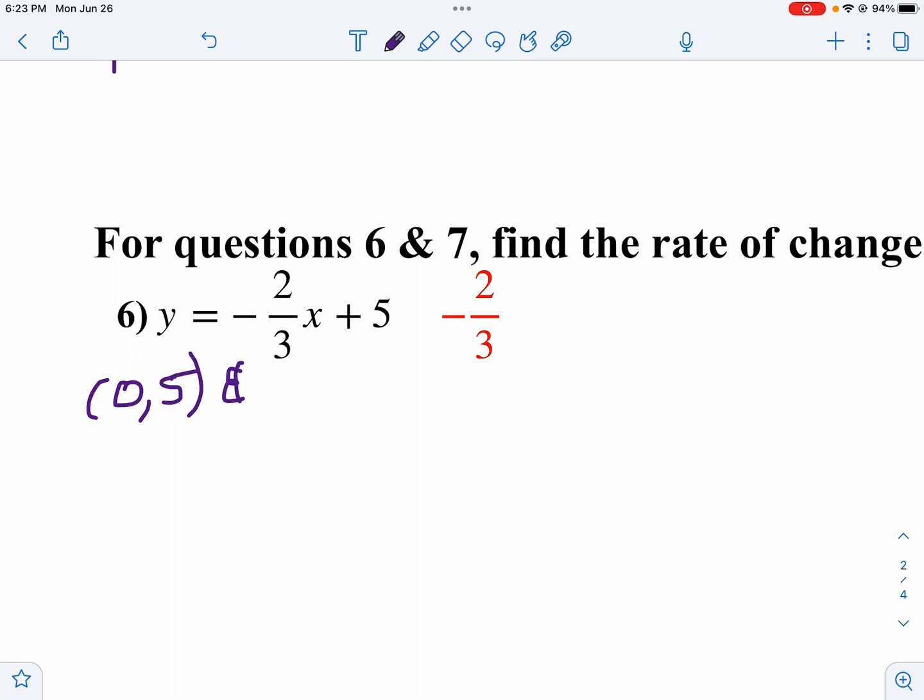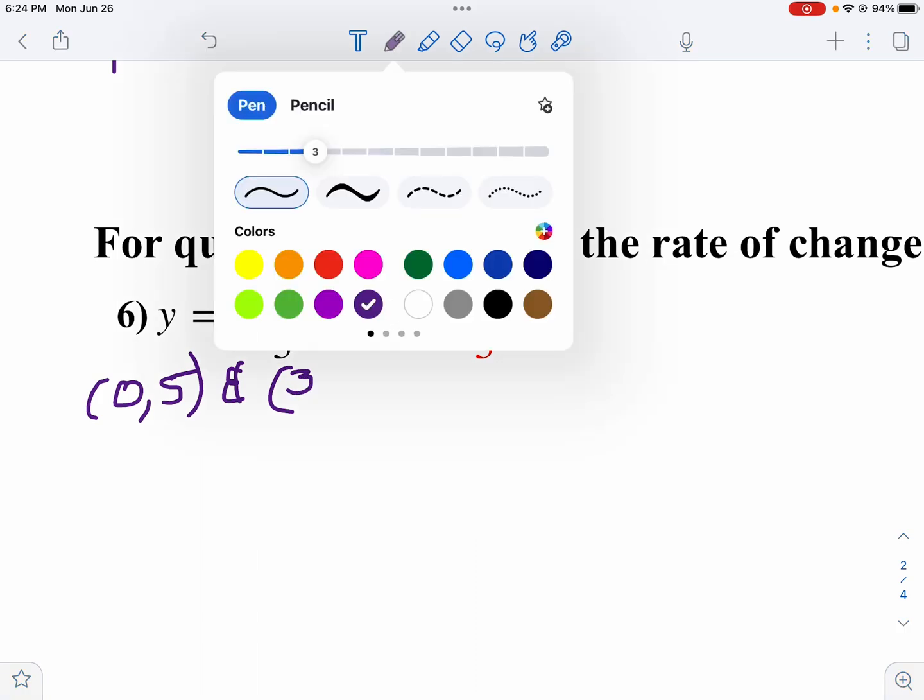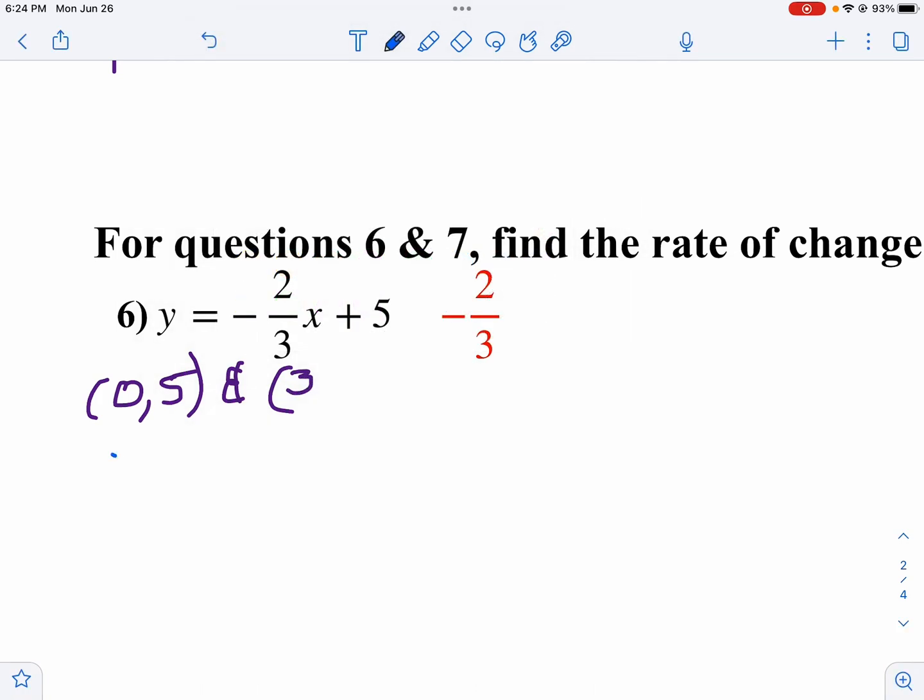Now we'll pick another point. Notice I have a fraction here. I don't want a fraction because that's a whole number. If this was a fraction, it might be different. But I want a whole number here. So what I'm going to do is I'm going to put in 3 for x. Maybe I'll show my work here too. So what happens is I'm going to take negative 2/3 times 3.